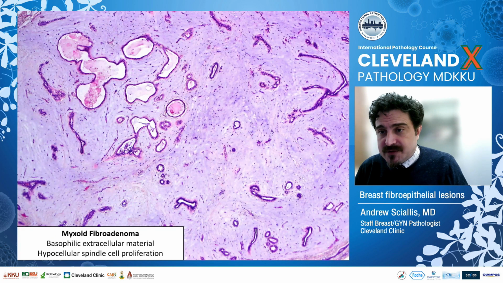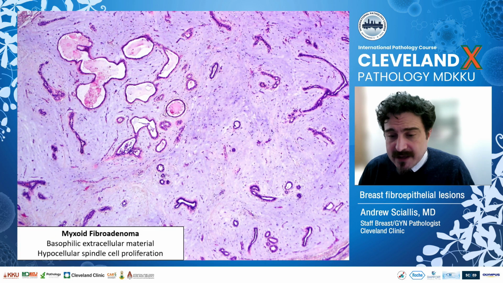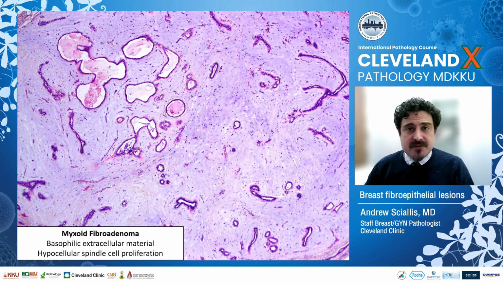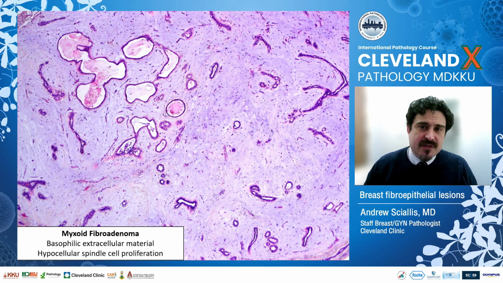A lot of times these are hypocellular. It does not look like a particular matrix. It could just be some basophilic extracellular material. But in this case, a hypocellular background and nothing that looks in the way of cytologic atypia.